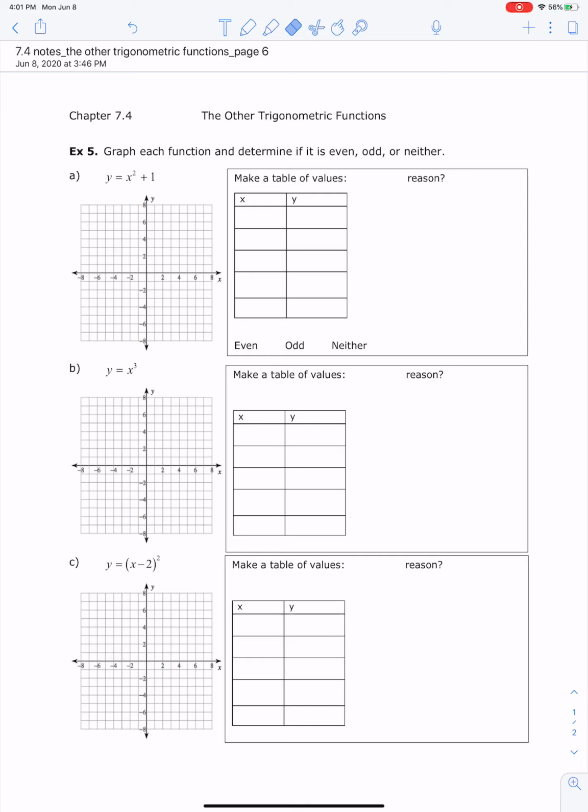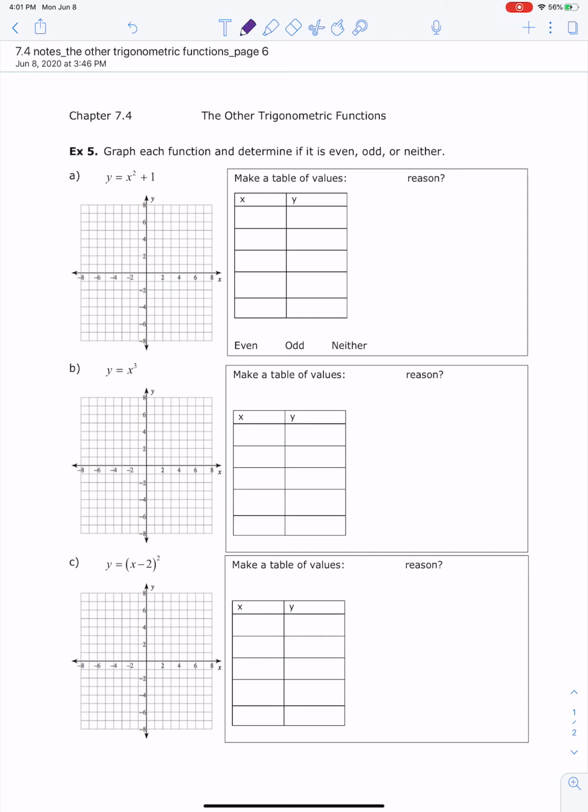Okay, chapter 7.4, the other trigonometric functions. We are on page 6 of the notes. Page 6 goes back to what you did in college algebra or algebra 2. We want to make sure that you remember how to translate or move functions from that standard position from the parent function. So A, y equals x squared plus 1.